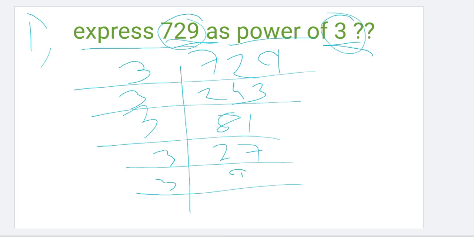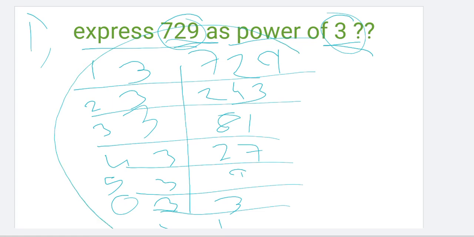9, 3, 3, 3, 1. So this is one 3, two 3s, three 3s, four 3s, five 3s and six 3s. This is how to do the prime factorization. So our final output is that 3 to the power 6 is equal to 729.